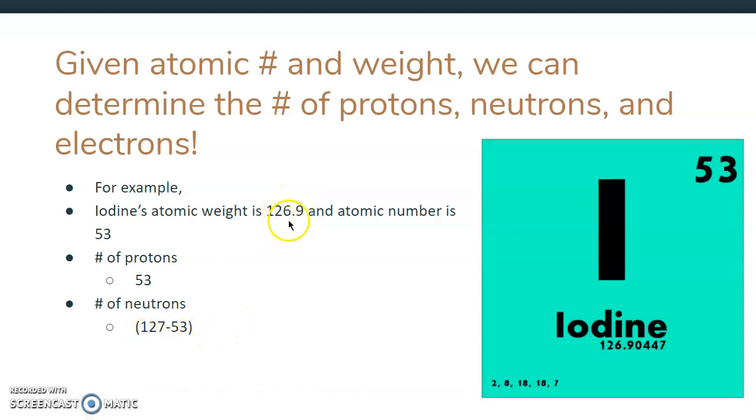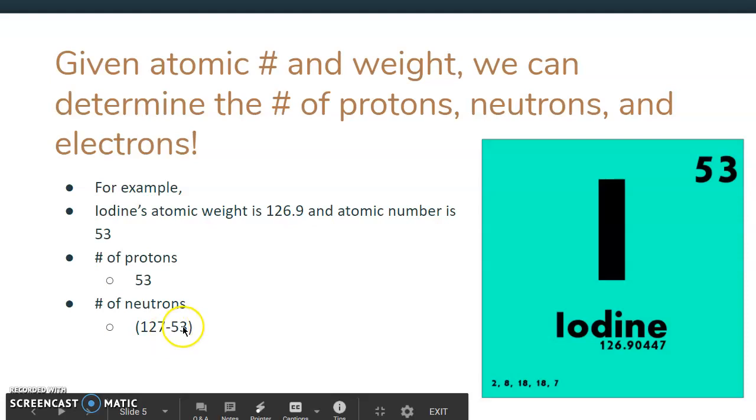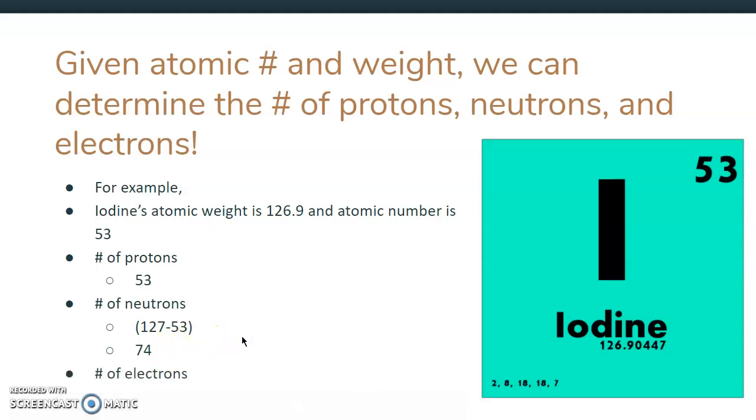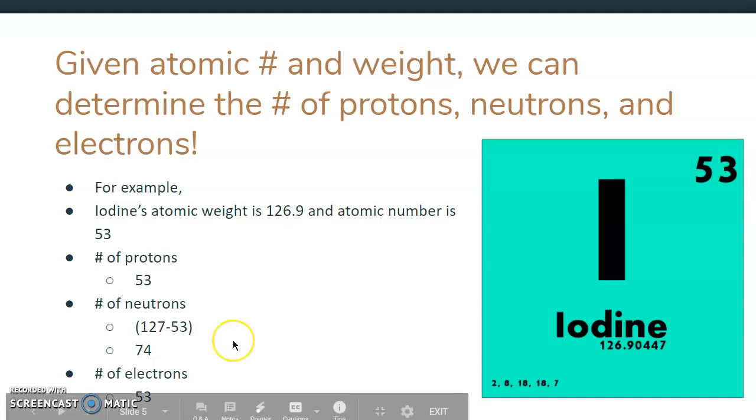Asking that great question, are you 5 or bigger? If you are, we round up. If you are not, we round down. And we can see my little difference here, and our answer is 74 neutrons in this element. And then again, we have the same number of protons as we do electrons, so we should have 53 electrons.